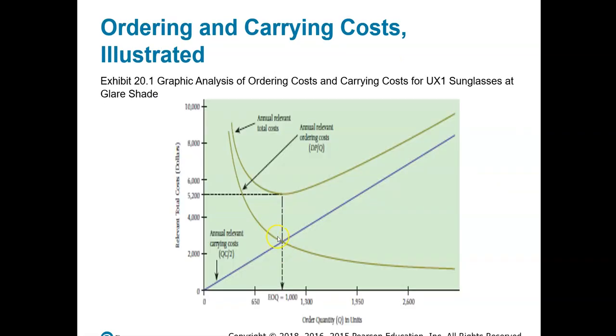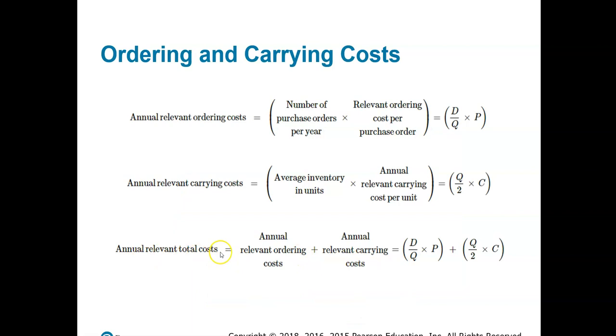And as we saw on the graph here, at the EOQ point, my annual relevant carrying costs and my annual relevant ordering costs are going to be identical. So when I have my annual relevant total costs, if this number here is identical to this number here, then I'm at the economic ordering quantity point. I'm at the optimal point of ordering inventory that minimizes my total relevant costs. And remember, the relevant costs are only those associated with placing orders, not the cost of the units themselves: the cost of placing the purchase orders, plus the cost of carrying each individual unit.